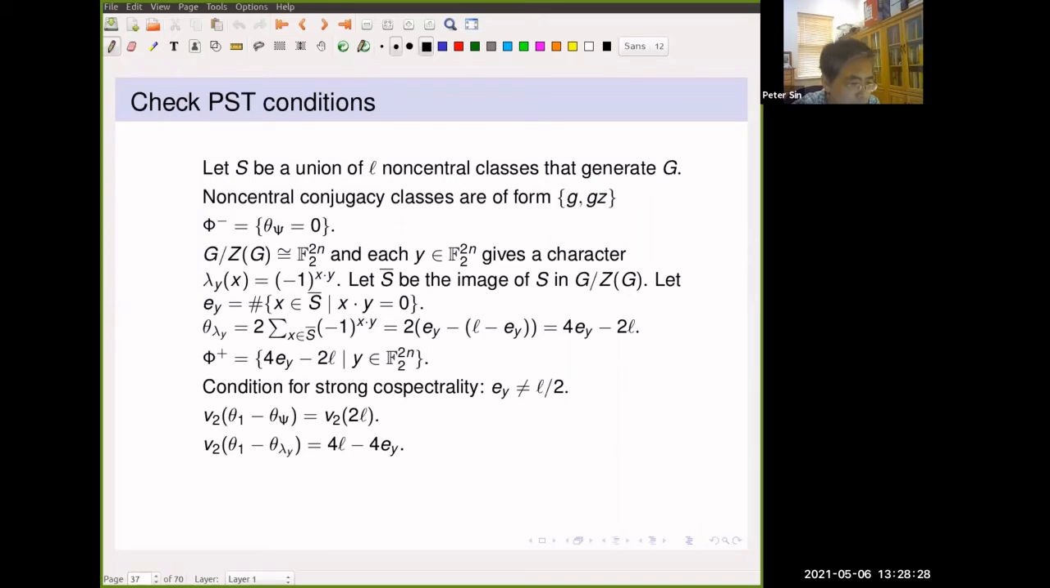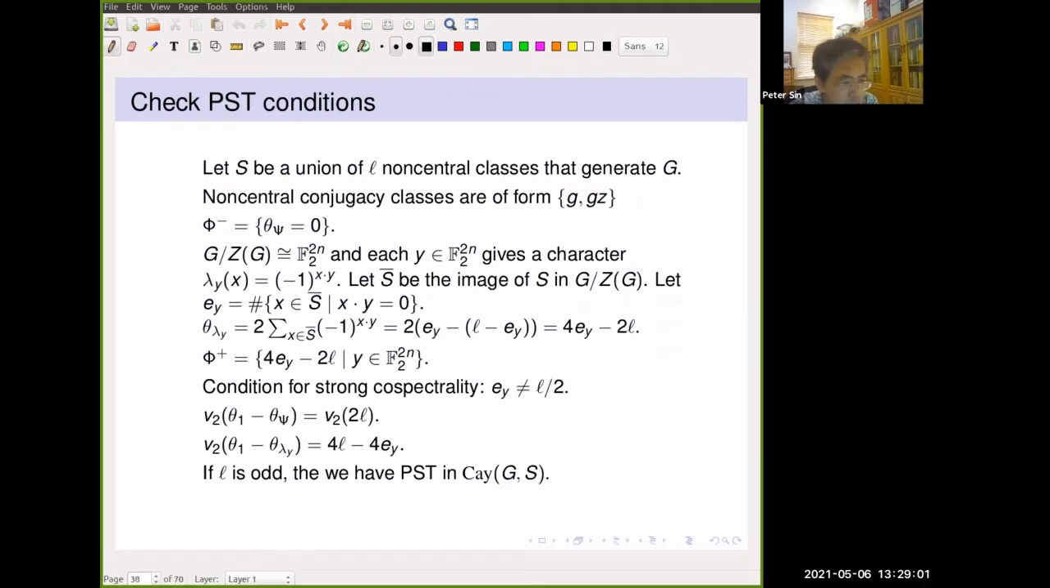Okay. So if L is odd, these will be satisfied, because if L is odd, then the valuation of 2L will be just 1, and then the valuation of the other things will be bigger than that because they're all divisible by 4. Moreover, if L is odd, E sub y can't be equal to L over 2 because E sub y is an integer. So the condition for cospectrality will also be satisfied. And as I said, the integrality condition is satisfied. So we have perfect state transfer in this Cayley graph for this set S.